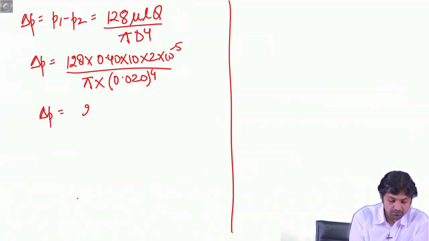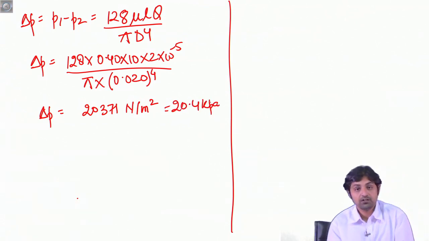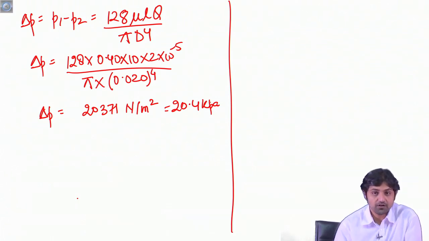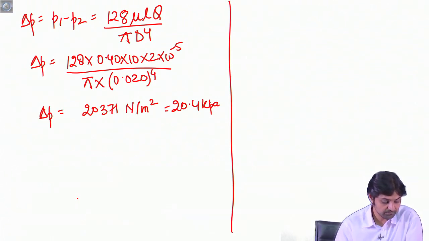So pressure drop is going to be 20371 Newton per meter square or 20.4 kilopascal. This is the pressure drop that we found out using the Poiseuille's law.